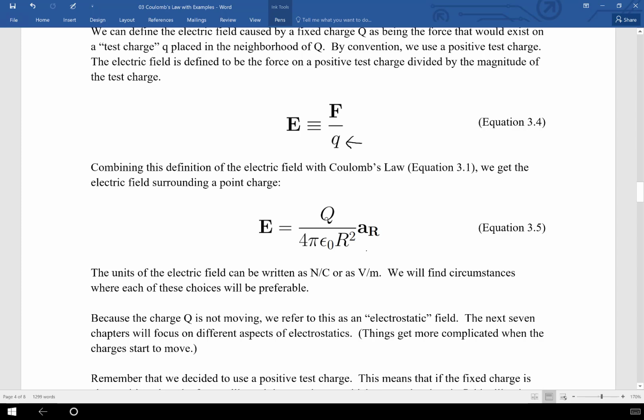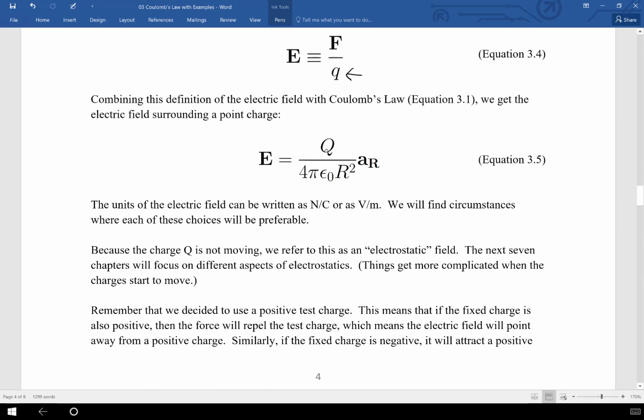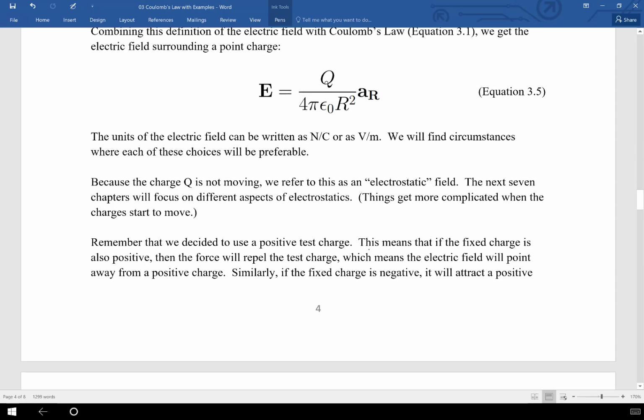So all that I did was plug Coulomb's law into the definition of the electric field, and now I get the electric field that surrounds a point charge. And this electric field can either be in newtons per coulomb or volts per meter. There will be times when each of those are going to be better for us. We're pretty much going to start out with newtons per coulomb, and then as soon as we introduce the concept of voltage, we'll probably switch to volts per meter. So we're going to talk about how Q is not moving. So again, electrostatics, things will get much more complicated for us once the charges start to move.